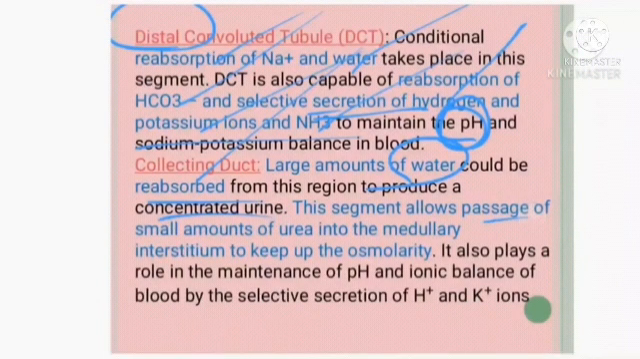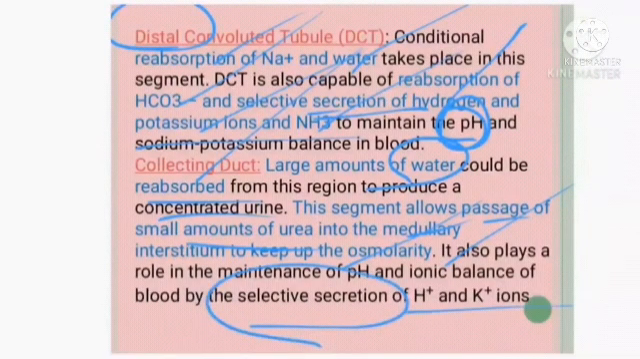This segment allows passage of a small amount of urea into the medullary fluid. I told you urea is there in the collecting duct. Some amount of urea will come to the medullary fluid. Why is it coming? I told you again, to maintain osmolarity and to maintain the pH. It also plays a role in the maintenance of pH and ionic balance. So that is the main importance. pH means hydrogen ion and hydroxyl ion concentration, positive and negative ion concentration. So ionic balance has to be maintained. This collecting duct also secretes H plus ions and K plus ions. H plus is hydrogen and K plus is potassium ions.